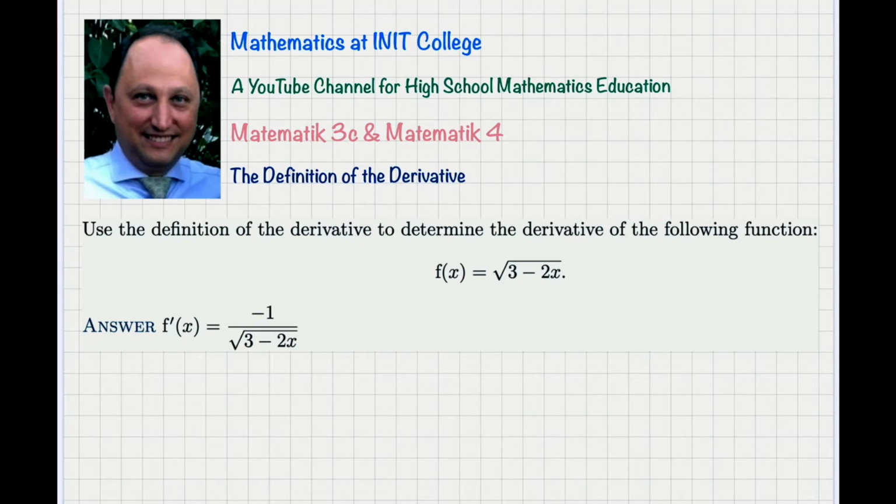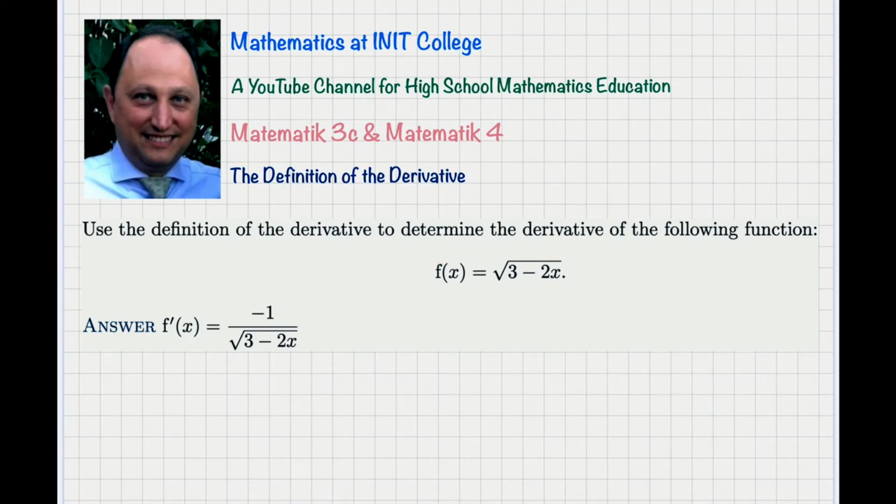The definition of the derivative. Hi, this is Babak. In this video I am going to solve the following problem for you. Use the definition of the derivative to determine the derivative of the following function. f of x equals the square root of 3 minus 2x.